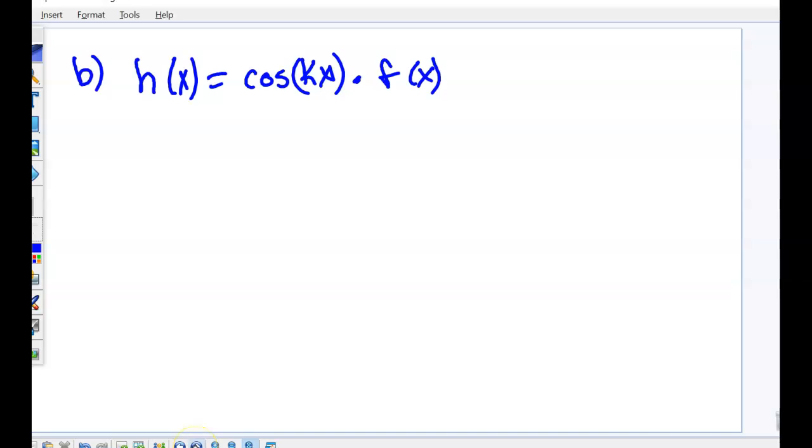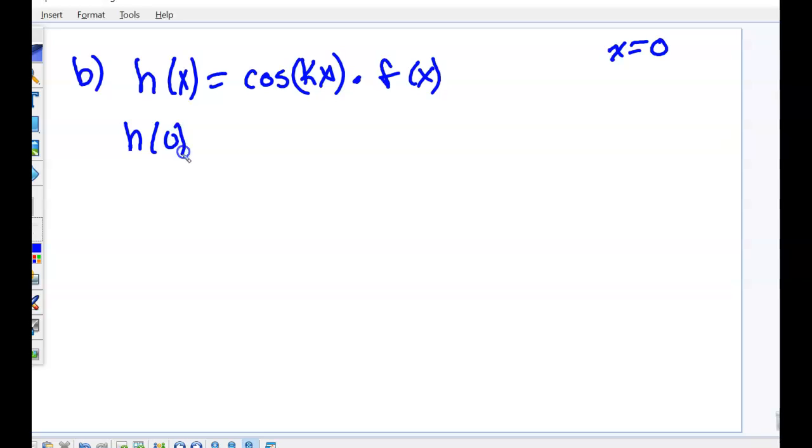So I want to find h prime, and I also want to find the equation of the tangent line when x is 0. To find the equation of the tangent line, I need slope and point. So we will find the derivative right away, but let's find h of 0 first, okay? I need the y coordinate of my point.